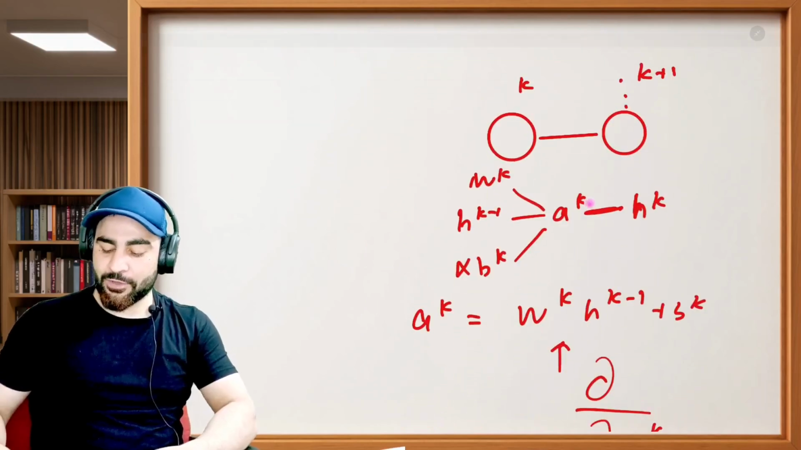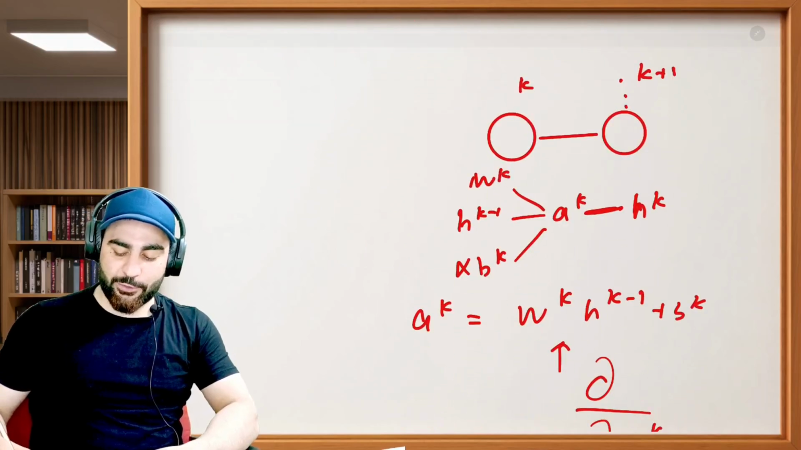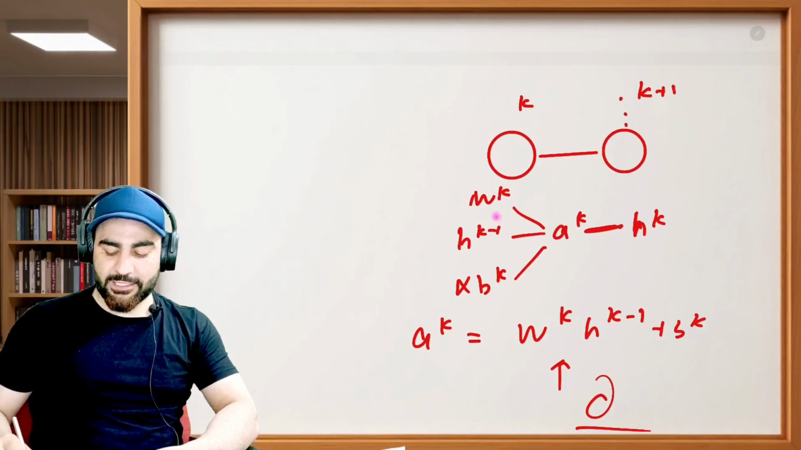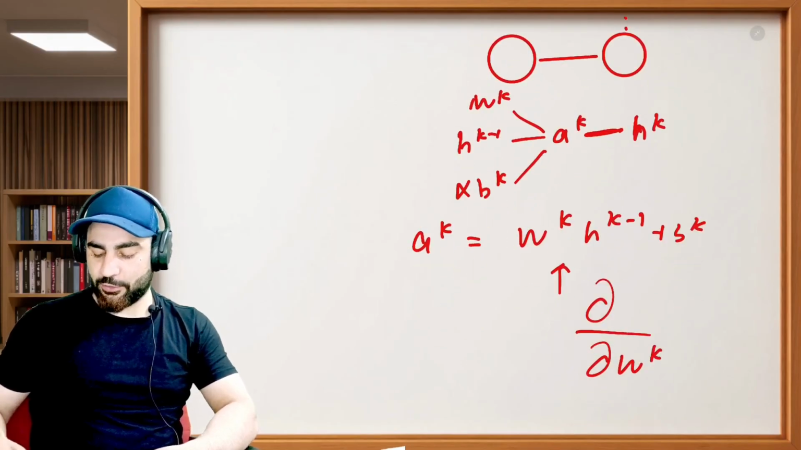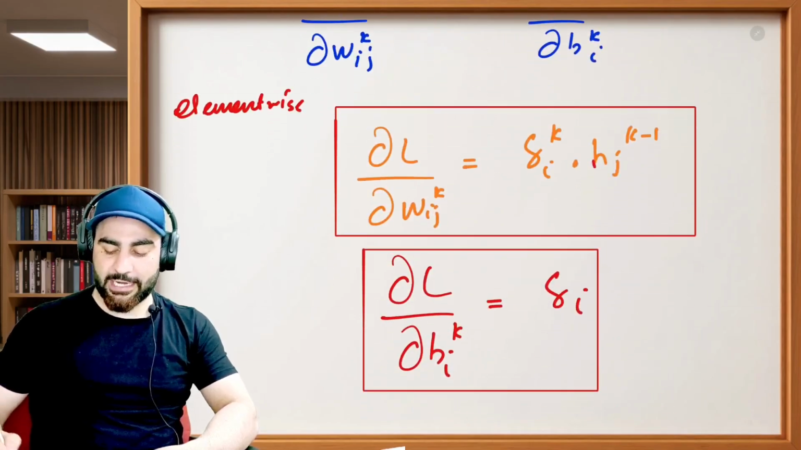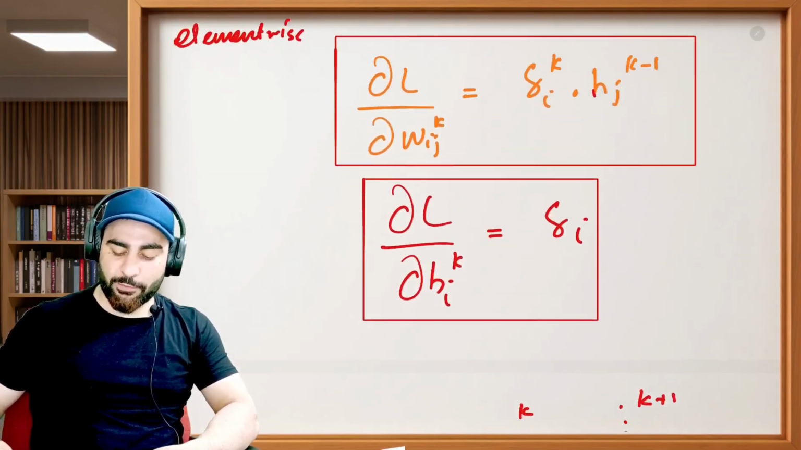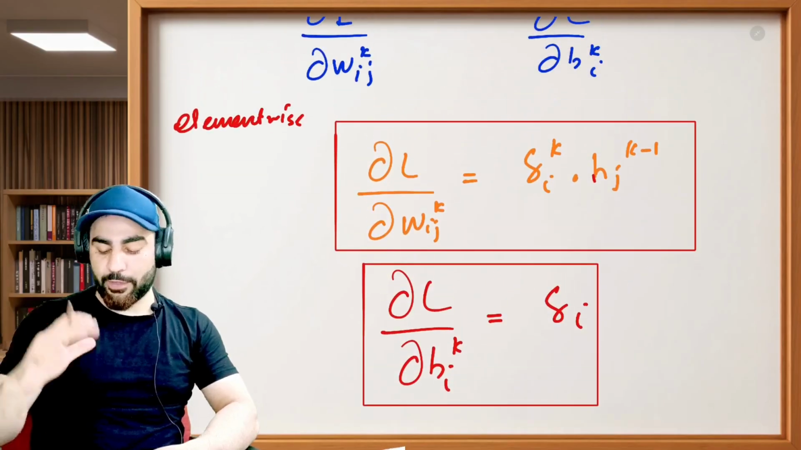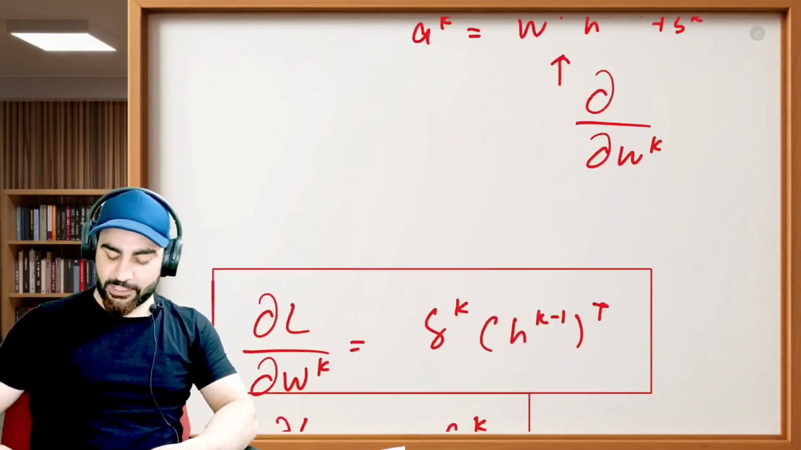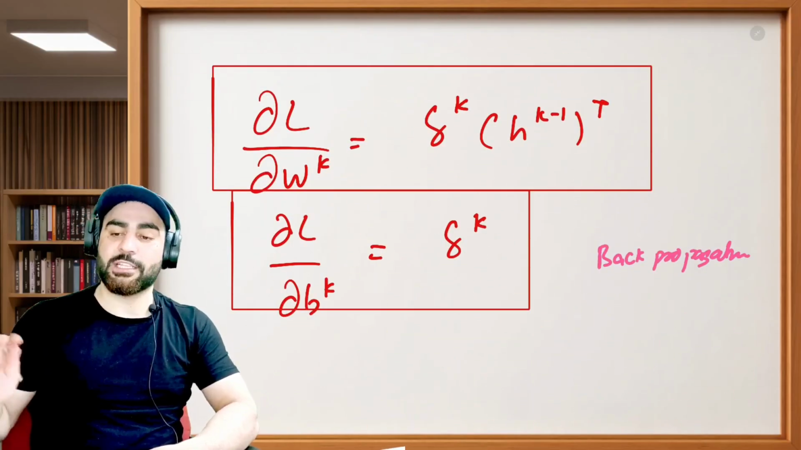We made a diagram: this A K was impacted by W K, B K, and H K minus 1. Now we have to compute the derivative with respect to these. You can clearly see that with respect to W, it is H K minus 1, and with respect to B, it is 1. That is how we got this error vector. This was element wise, and now that we know how to perform backpropagation element wise, we can write it in vector notation. This is how it is written. So this is backpropagation for you.